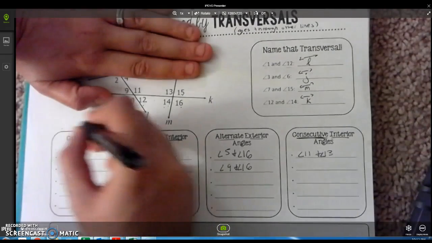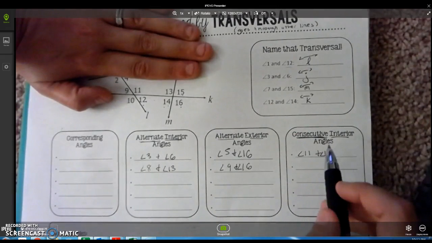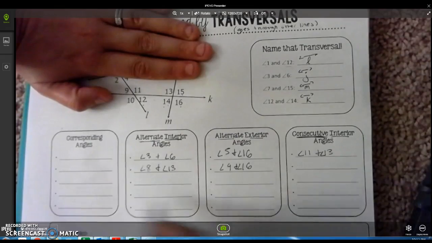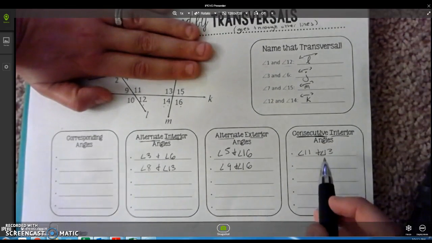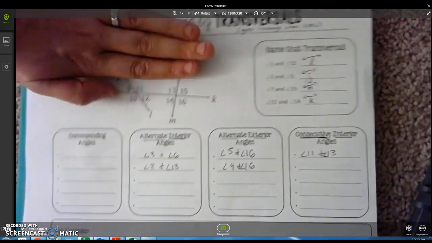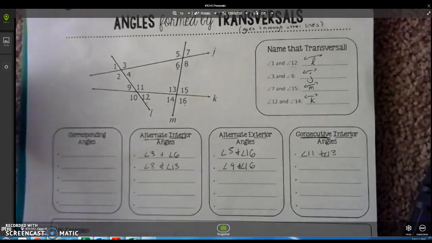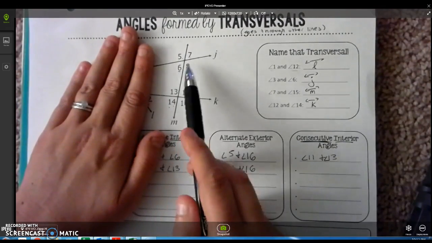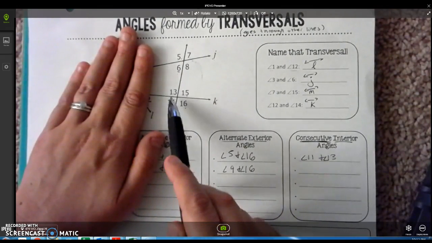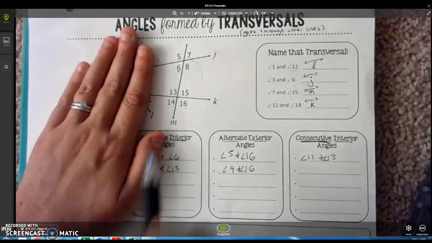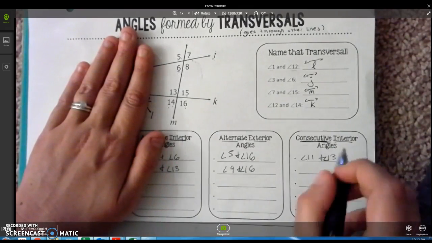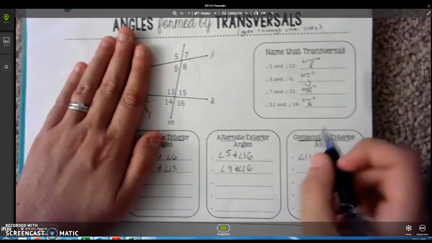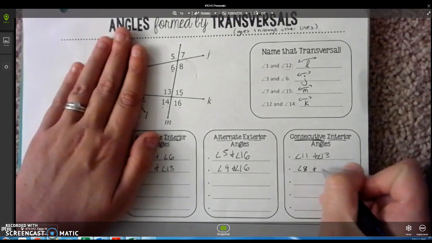Unlike these three, when I get to parallel lines, these are actually going to add to be 180, and we'll talk more about that later. But these three will all add to, or equal each other, whereas these will add to 180. Not now, just with parallel lines. Let's find another one. Right here. Once again, I need my interior angles, 6, 8, 13, and 15. And then I need consecutive, so on the same side. And let's do 8 and 15 because they are on the same side and inside.